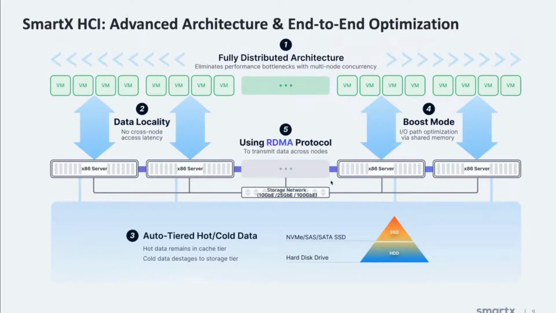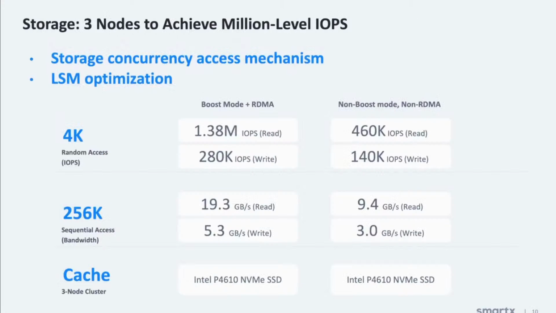This diagram illustrates the overall architecture of our hyper-converged system. With the release of SmartX 5.0, we have already achieved excellent performance through distributed architecture, I/O localization, automatic querying of hot and cold data, boost mode, and RDMA. In version 5.1, we have further optimized the storage engine, which achieved a nearly double storage performance.